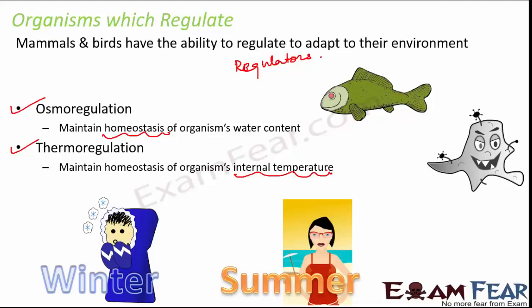But organisms which undergo thermoregulation try to maintain the internal temperature of their body at a constant level, irrespective of changes in the external environment. That is called thermoregulation. In order to perform these regulations, for example, for osmoregulation, we have gills present in fishes, or the kidneys in human beings, or the contractile vacuole in amoeba. So these are the organs in different organisms which help in osmoregulation.